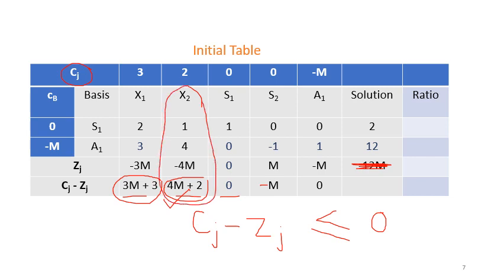Because optimality is not reached. All Cj minus Zj values are not less than or equal to 0; they are greater than or equal to 0. Under x1 and x2 decision variables, you can see the values of 3M plus 3 and 4M plus 2. 4M plus 2 is the highest positive value, so that column corresponding to 4M plus 2, the column containing x2, now becomes the key column.